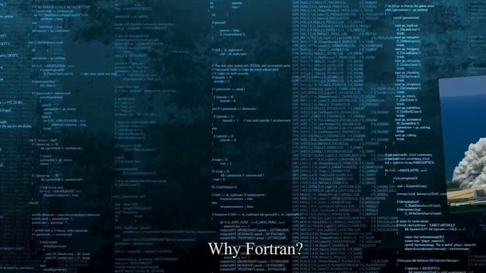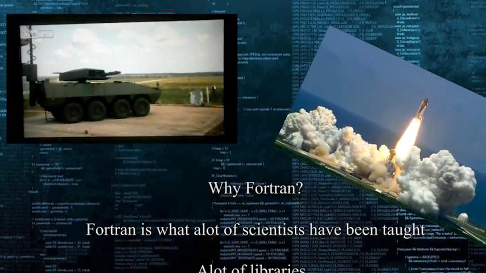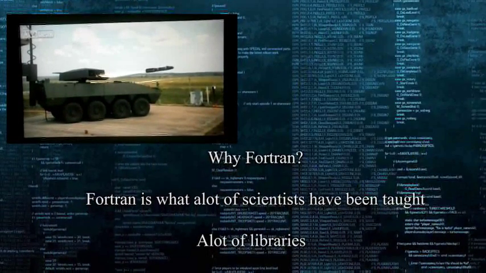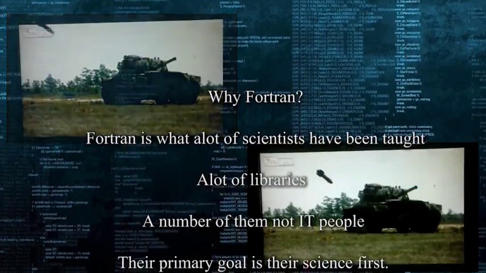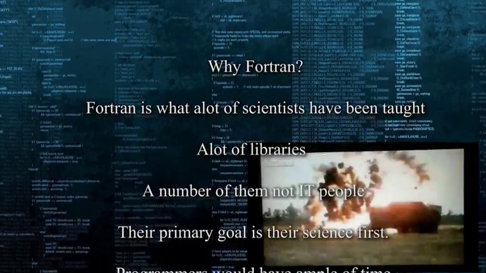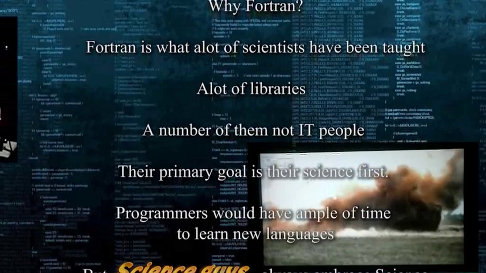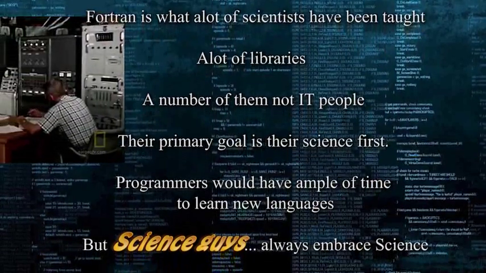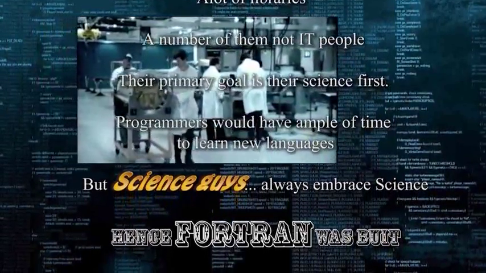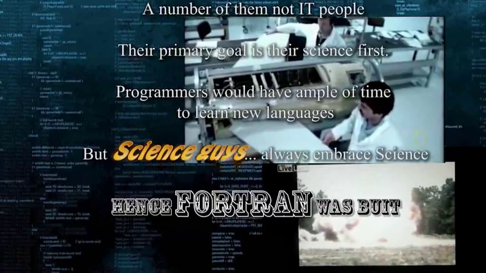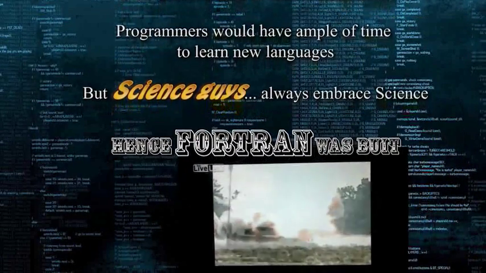Why is FORTRAN so important in scientific computation? FORTRAN is what a lot of scientists have been taught with, and a lot of libraries they need are implemented in it. A number of them might not be computer scientists or IT people, but more computational scientists. Their primary goal is rarely computing, it's their science first. While a large number of programmers tend to learn a new programming language or framework whenever they get a chance, including during their spare time, most scientists would use that time exploring new ideas regarding their science.